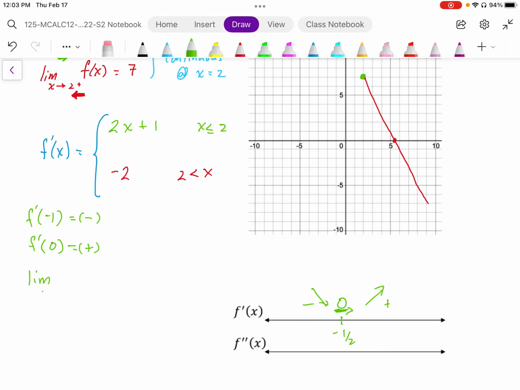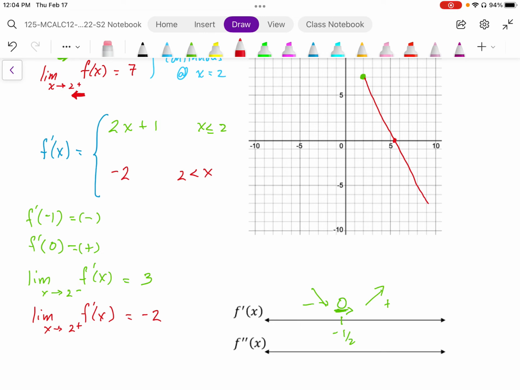The limit as x approaches the transition point of 2 from the negative side, I want the derivative. Actually, I'm going to write it as f prime of x. I want the limit of the derivative as it comes from the left, and I know that that's going to equal a slope of positive 3. And then from the right-hand side, we're going to do a limit for the slope as well. The limit as x goes to 2 from the positive side of f prime of x, using the red function, we know the slope is negative 2.